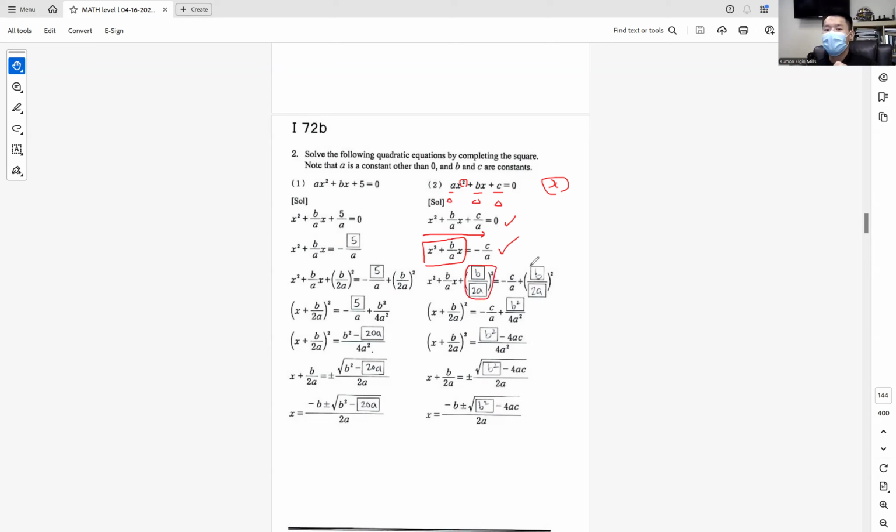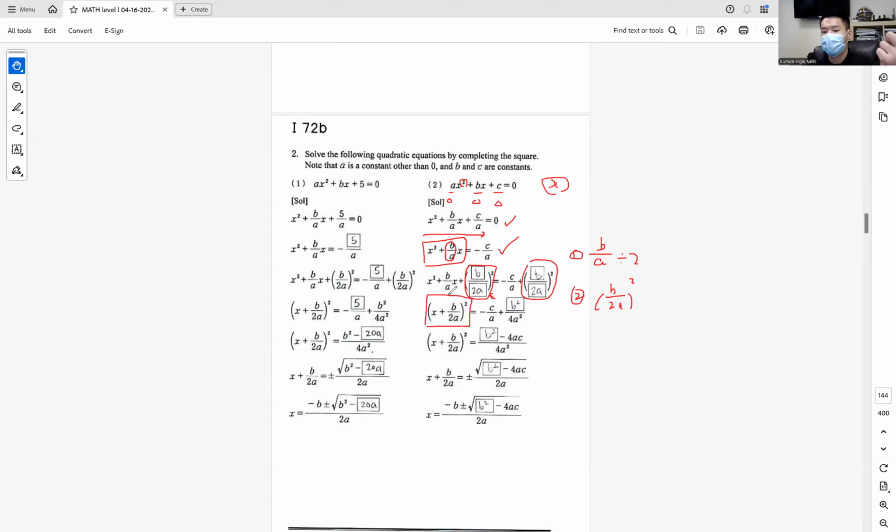Divided by 2. There we go. We take this b over a, and b over a divided by 2. That's my first step. And then my second step is that whatever answer I'm getting here, which is b over 2a, I square it. That's how I get the b over 2a to the power of 2. And that's also how I get the b over 2a to the power of 2 on the right side as well.